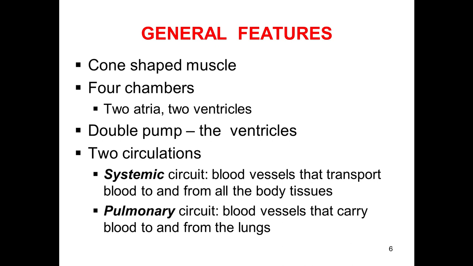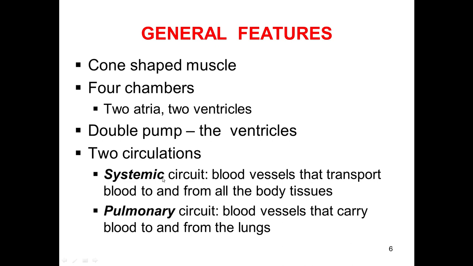Let's study the general features of the heart. It is a cone-shaped muscle. It has four chambers: two atria and two ventricles. The ventricles form the double pump. How? We'll study later. There are two types of circulations: one is the systemic circulation, another is the pulmonary circulation.